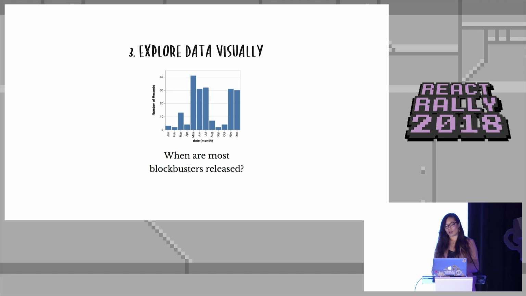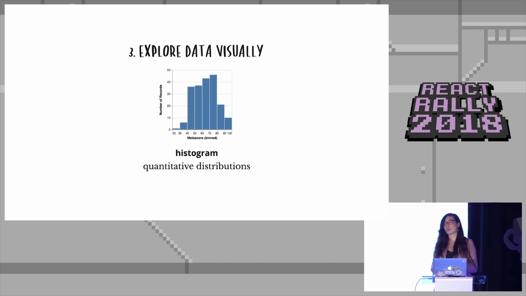To answer the question of when are the most blockbusters released, I used a histogram, which is really, really great for quantitative distributions, to look at the distributions of the Metascores for each of these movies. And you can probably tell that these movies apparently don't actually tend to score that high. And actually, most of them fall between 40 and 80 out of 100.